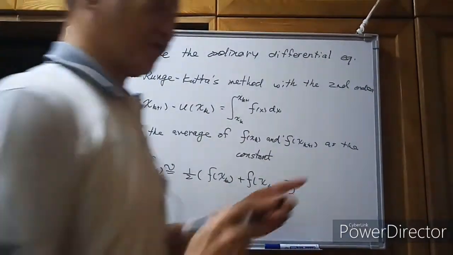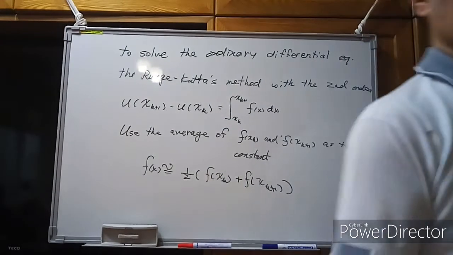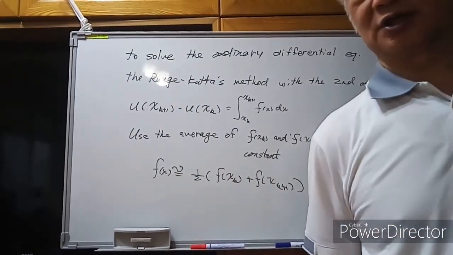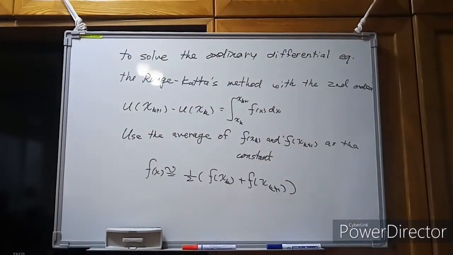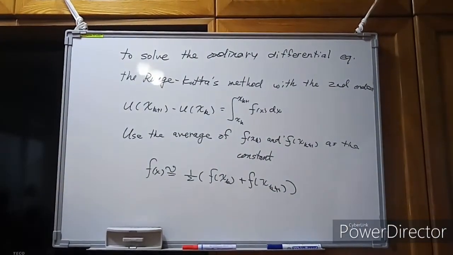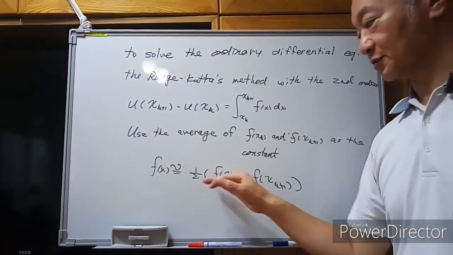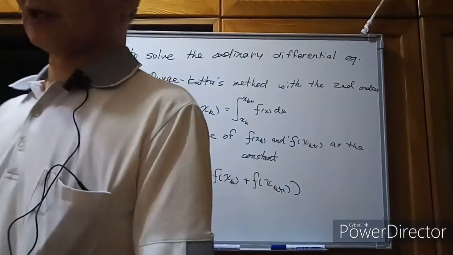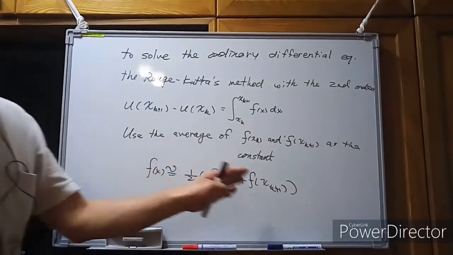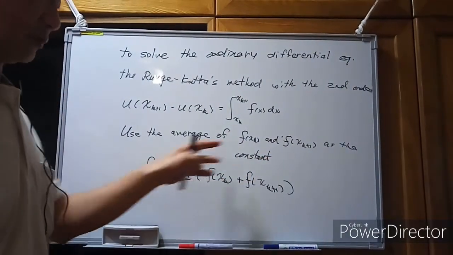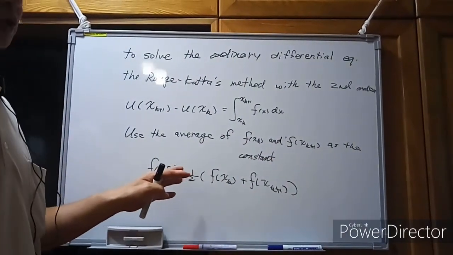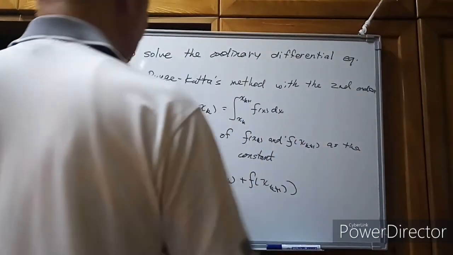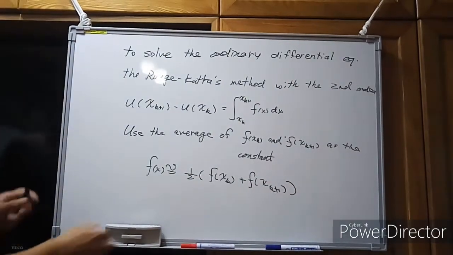Sometimes the f function is not only related to x. Sometimes the f function is also related to the value of u. So in this way we can take the slope at the left end point and the slope at the right end point, and then we calculate the average of these two to get the approximate f of x function.